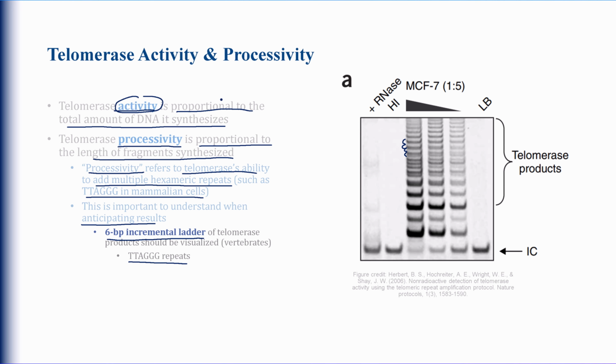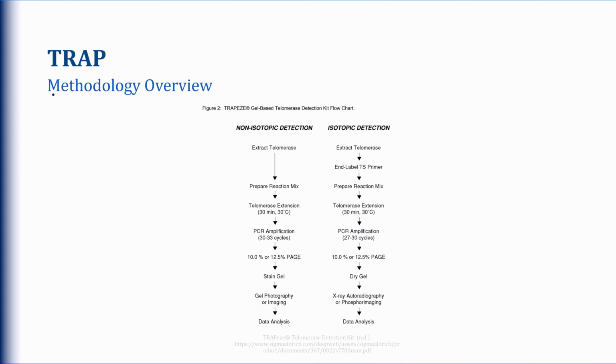When we talk about telomerase activity, on the other hand, we're talking about the total amount of DNA that telomerase is going to synthesize. So activity differs from processivity. Processivity refers to the ladder that is formed, whereas activity refers to the total amount of DNA that the telomerase will synthesize. Let me talk about the methodology of TRAP in more detail.